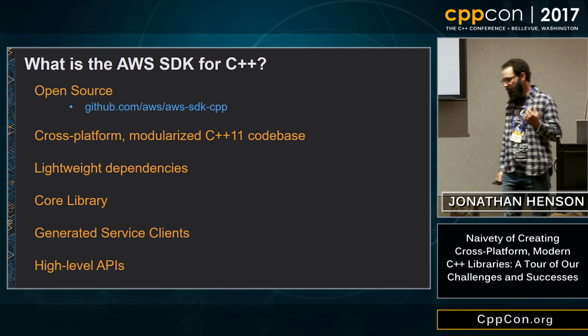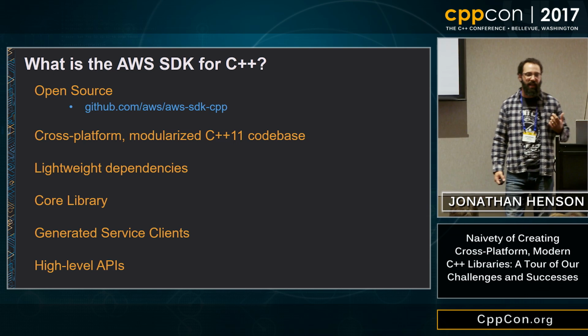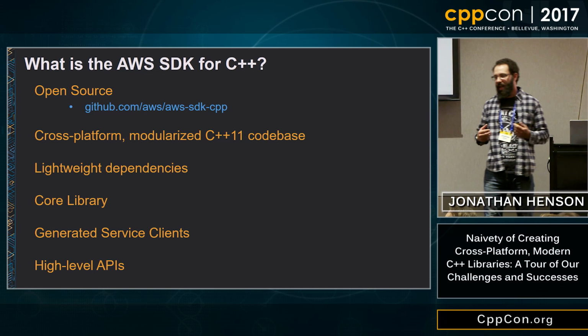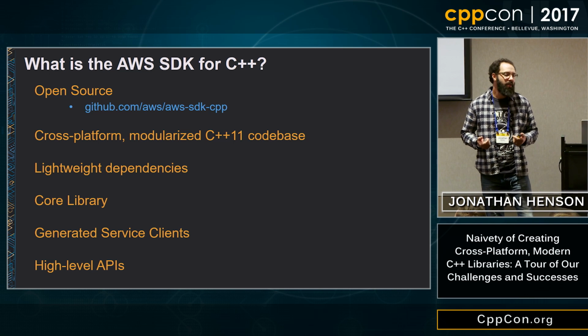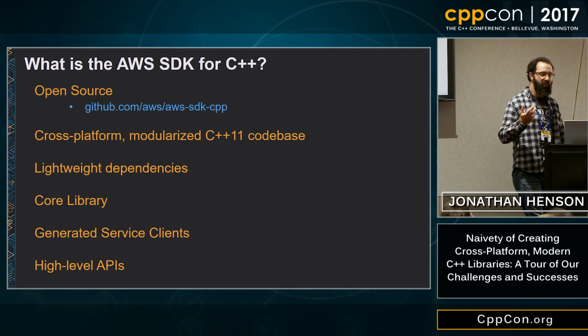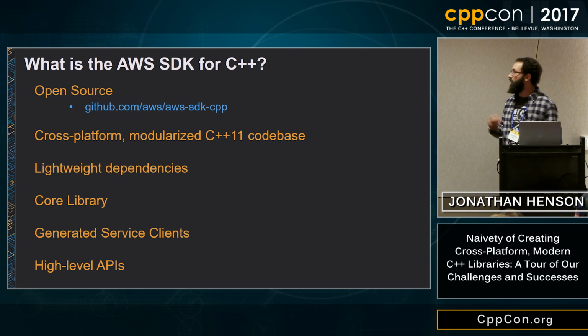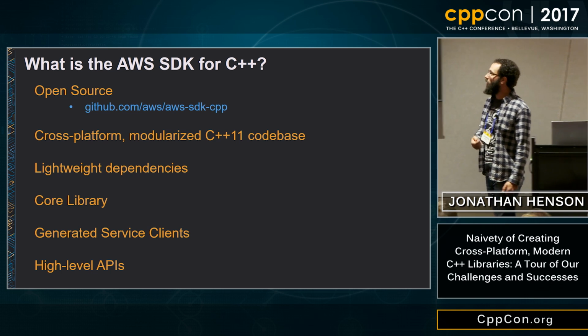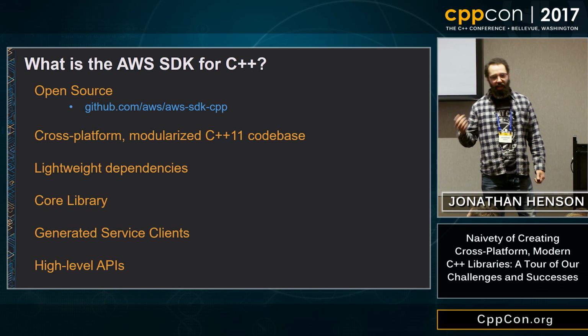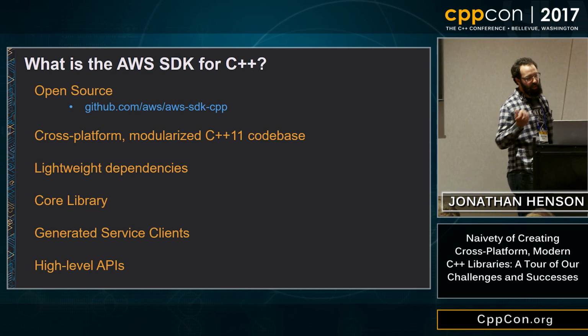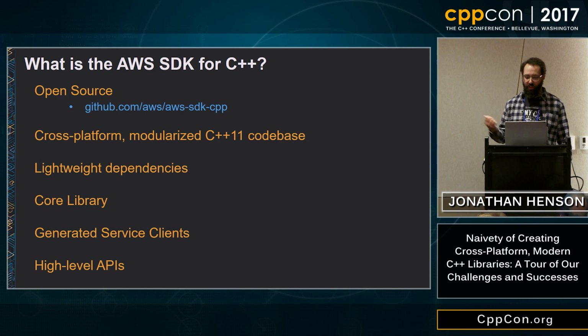And then the middle part are the generated SDKs. Amazon has an interface definition language that we, on the fly, generate the part that you would most likely interact with. So the S3 SDK or the DynamoDB SDK or the SQS SDK. Those are all generated on the fly.